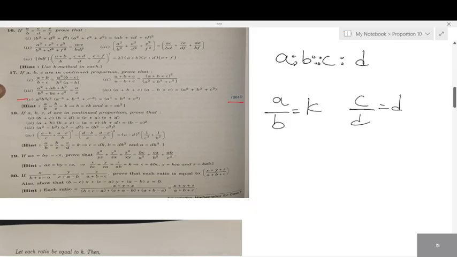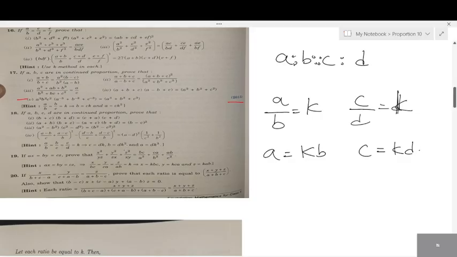Okay, continued proportion. Look at this continued proportion. A, B, C, D. What do you mean by this? A, B, C, D is in continued proportion, right? Do we need to split anything or are all the values given? All the values are given. Then how do you rewrite this? A divided by B is equal to C divided by D is equal to K. What is the value of A? K into B. What is the value of C? K into D.